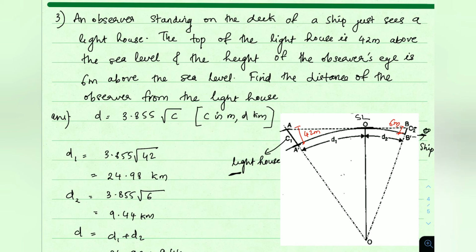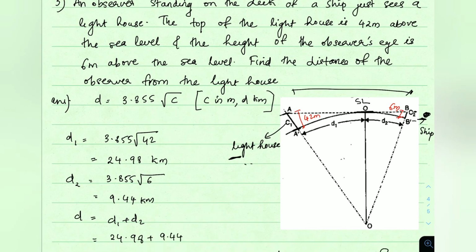So here the observer is in the ship and the lighthouse is here. So we have to find this total distance, which is d1 plus d2. So we have to find d1 and d2 separately and then add them. So d1 will be 3.855 root C1. This is an important equation. If you can remember this for easy calculation. Otherwise, you can substitute and find out.